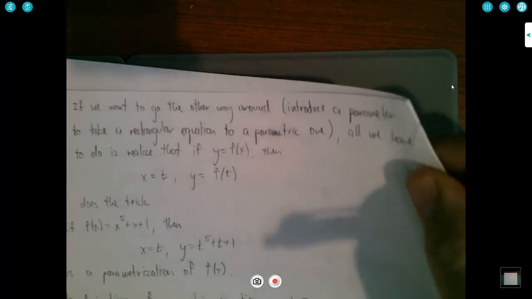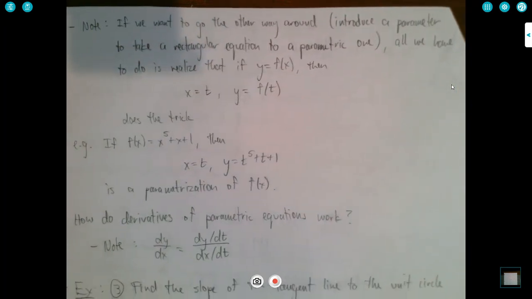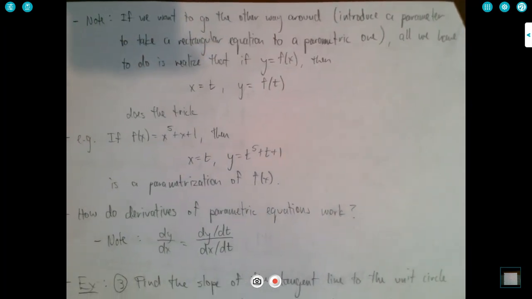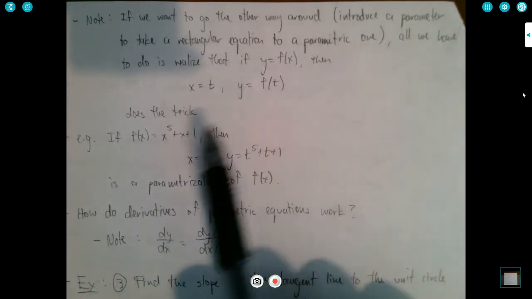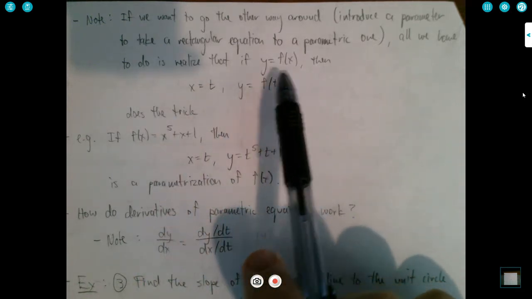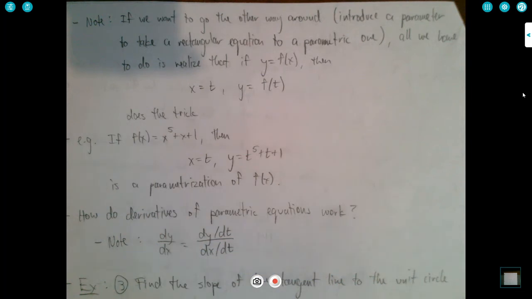But what if you wanted to go the other way around, right? What if you wanted to take a curve that is already given in rectangular form and you wanted to introduce a parameter to it in order to get a parametric equation? Well, that's actually really easy, right? To go the other way around, to introduce a parameter, all we have to do is realize that if y equals f of x, then x equals t and y equals f of t does the trick, right?